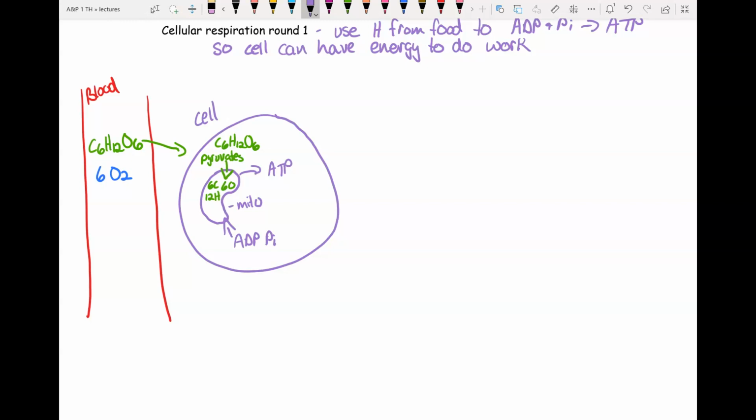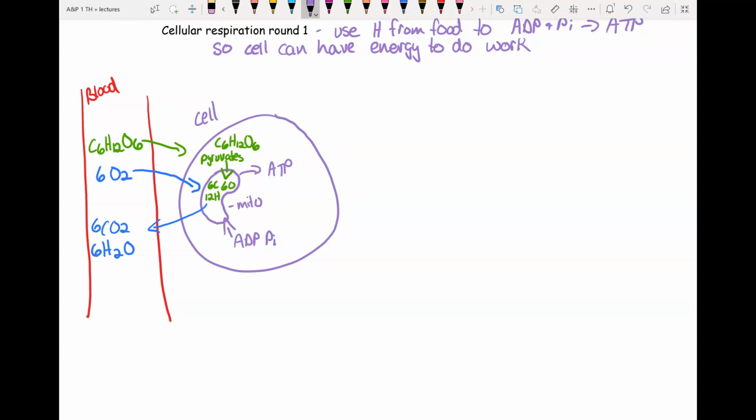Your cell has to have a constant new supply. It can't reuse the glucose. So once you're done with those, oxygen is like the garbage man. It comes in, it's the cleanup crew. The oxygen binds to the carbon and the oxygen and the hydrogen from the glucose. And when it does, it produces carbon dioxide and water, 6 of each. Those are the waste products that then come back to your blood. So that's kind of the basics, the big picture of it.